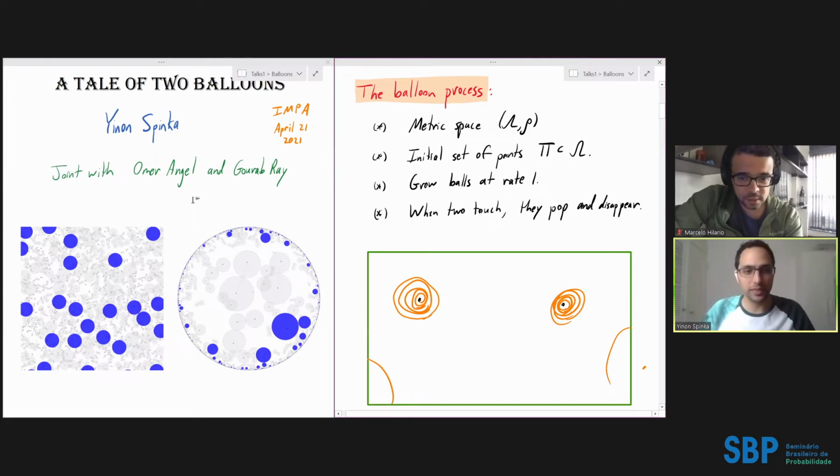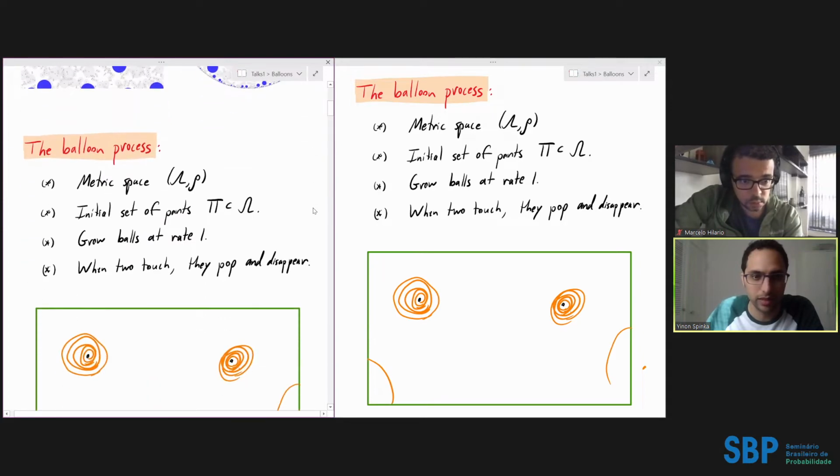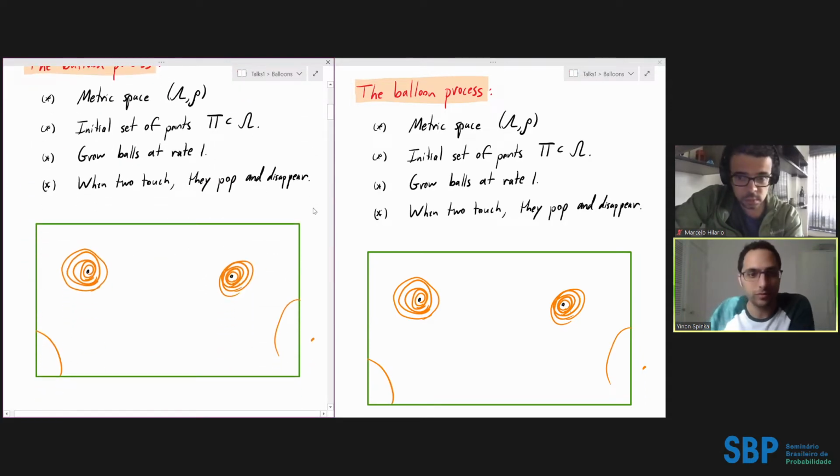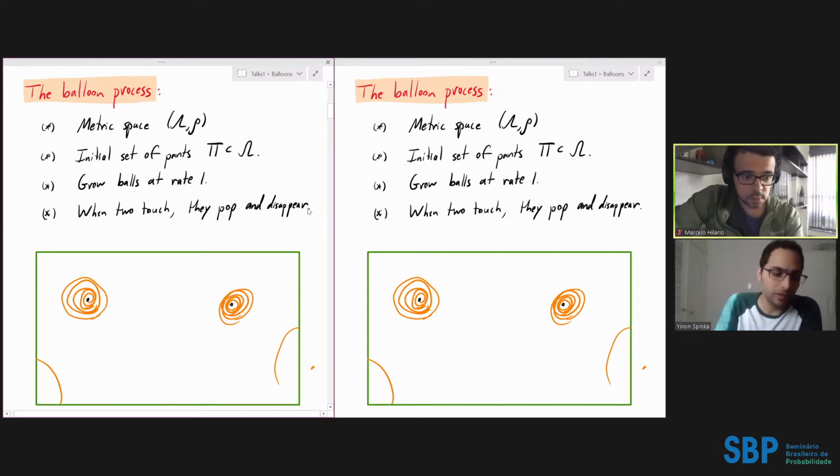Okay, so I hope that helps understand what the process is, if not why it's well defined, then at least what exactly the process is. Okay, so any questions about how the process is defined?